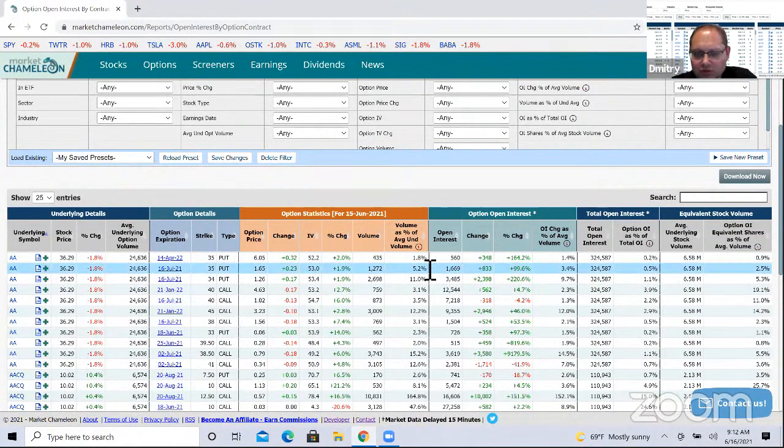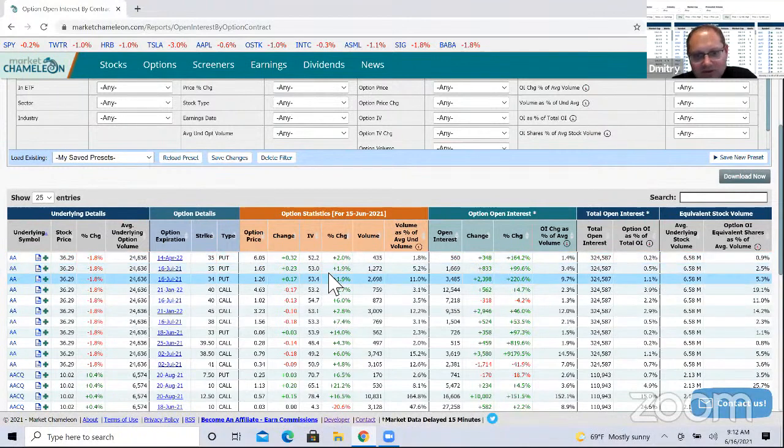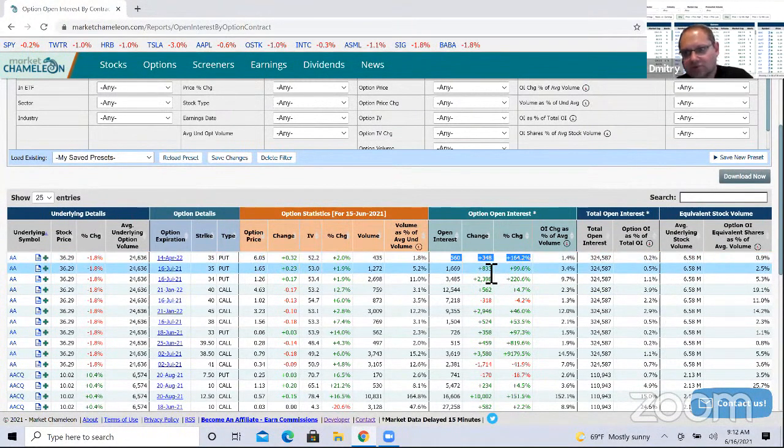It's important to know that when these are updating, a lot of people don't get this, because I get emails all the time: how come I see volume, but the open interest is not changing? Again, it's important to understand how things work. Open interest gets calculated by the Options Clearing Corporation based on end-of-day settled trades.